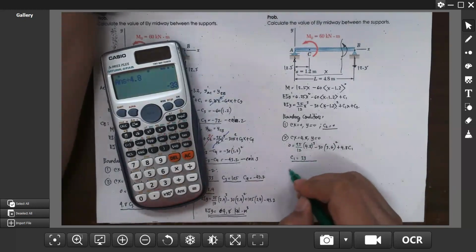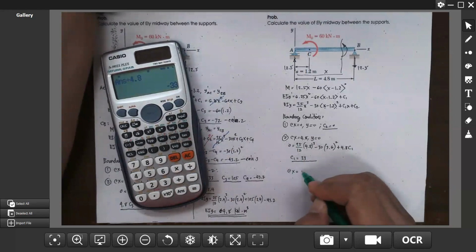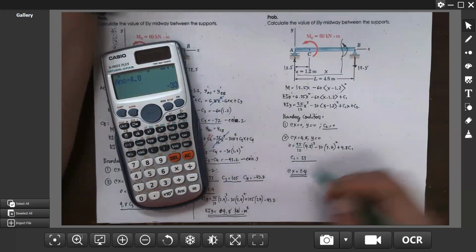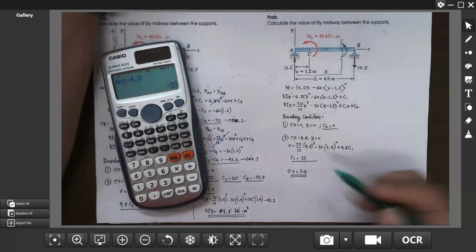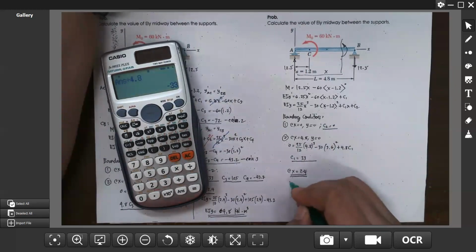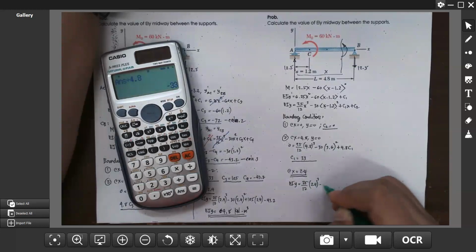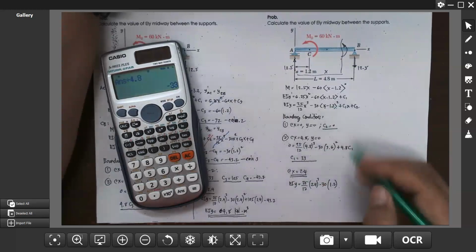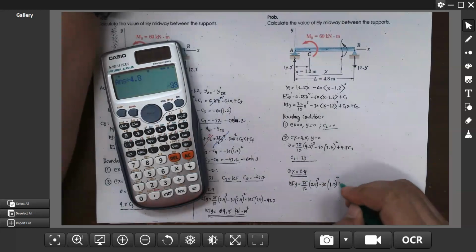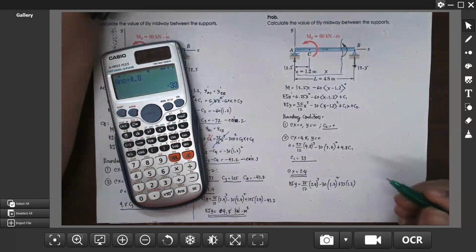Okay? At x equal to 2.4, midway. EIy equals 25 over 12 times 2.4 cubed minus 30 times 2.4 minus 1.2 squared plus 33 times 1.2.